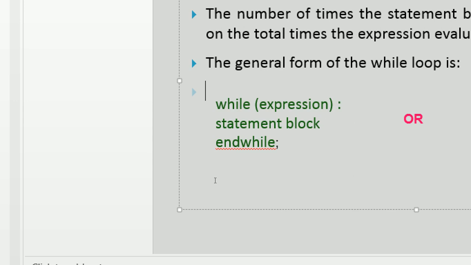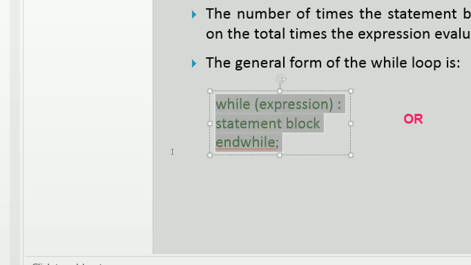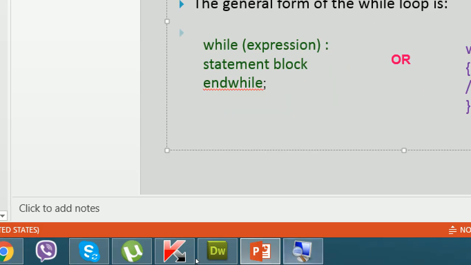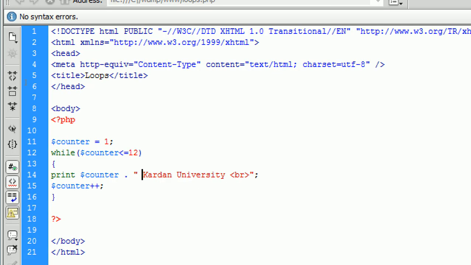So that is executed for 12 times, clear, and that is showing the value of these numbers, the value of counter, clear. Kardan University is executed for the first time, for the second, third, and up to the fourth time, clear. Now we will see the second method, the PHP type of while loop.